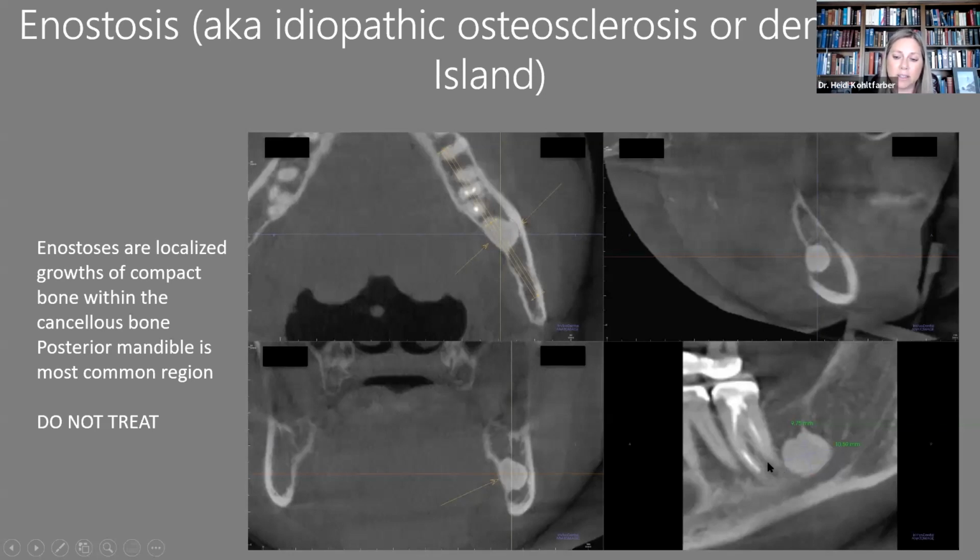And for the teeth, you want to look and make sure you have the periodontal ligament spaces around those teeth, that it's not attached to the teeth. Obviously, it's not doing anything to our mandibular canal. And so this is just our anastosis. These are do not treat lesions. We don't need to do anything about these.